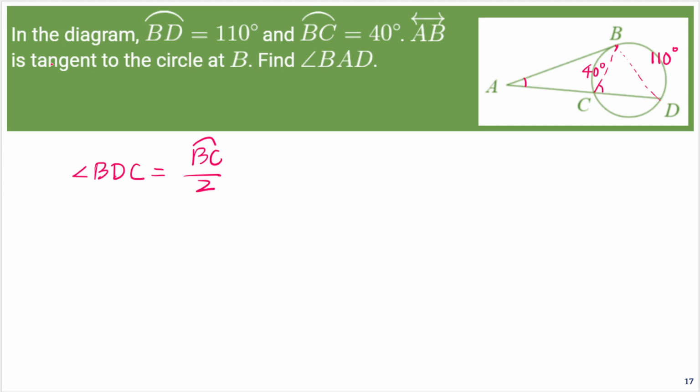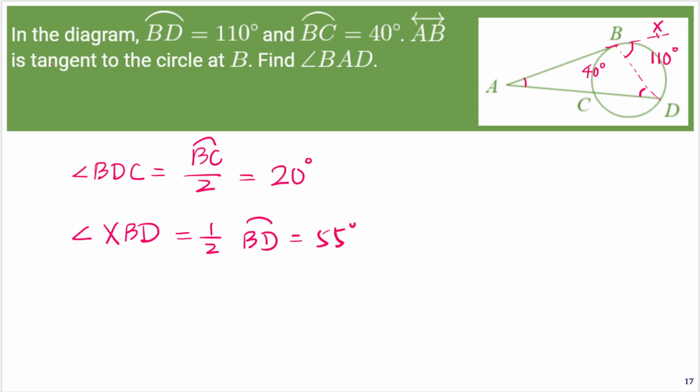BCD is here. Oh, sorry, BDC. BDC is here. That's 1/2 of the arc BC, which is 20 degrees, right? And we also have angle XBD. So let's call X some point on the line here. Angle XBD is also an inscribed angle of the arc BD, right? So that's 1/2 of the arc BD, which gives us 55 degrees, right?